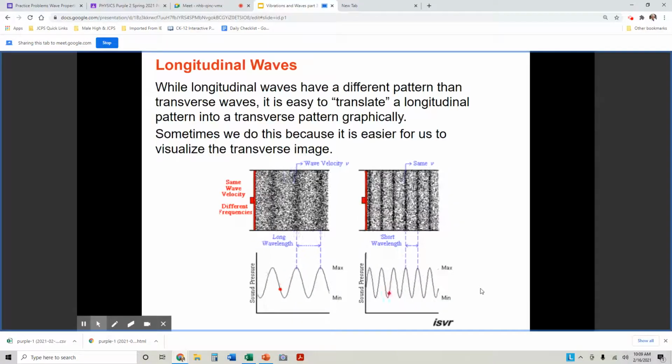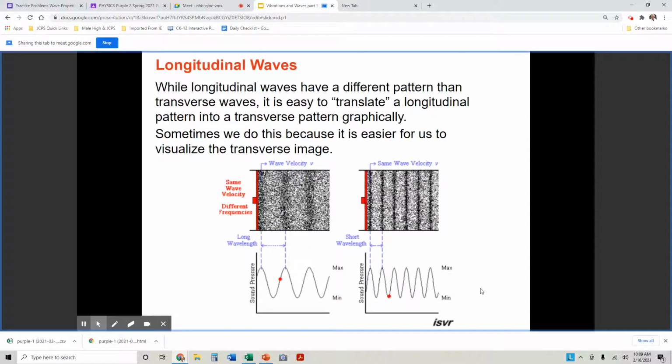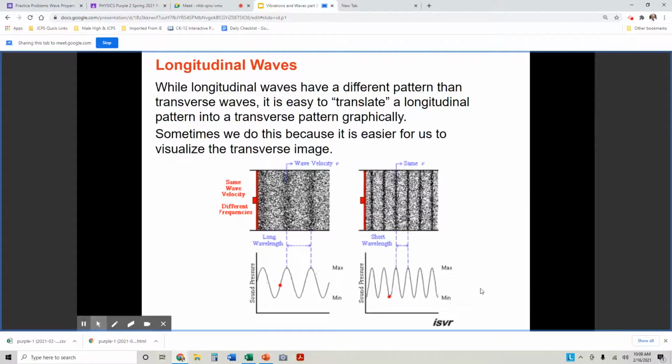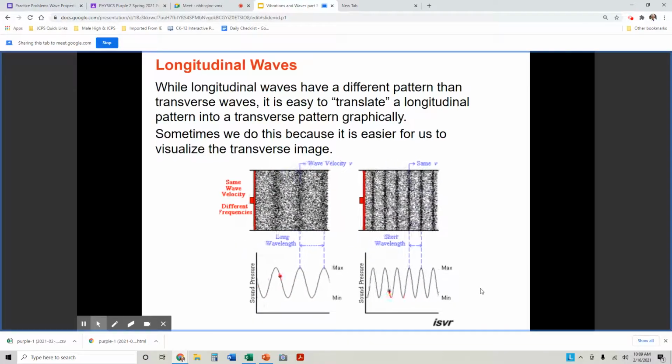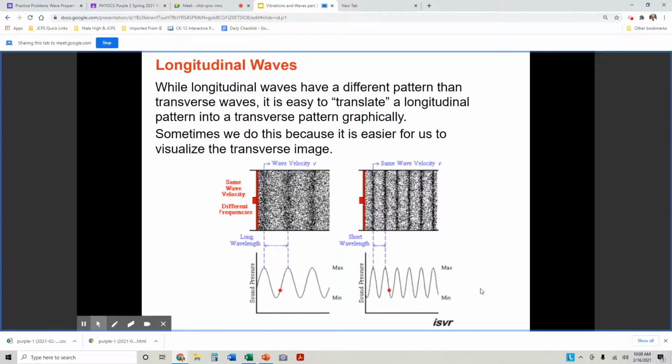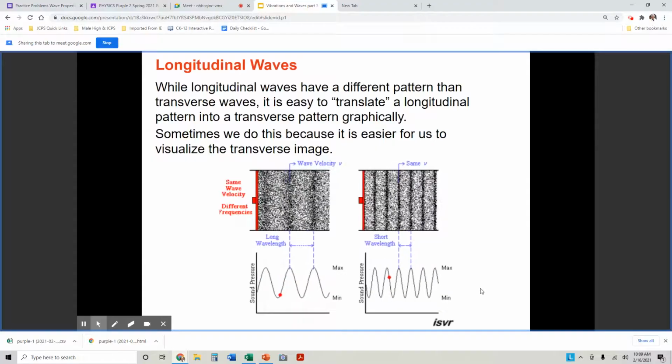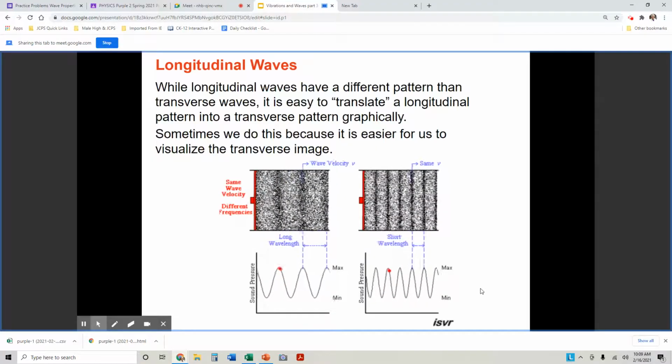But the point is that the waves that your musical instrument is producing are actually compression or longitudinal waves, but the instrument that you're measuring with graphically interprets that as a sine wave. And that makes it a lot easier to measure things like amplitude and wavelength.